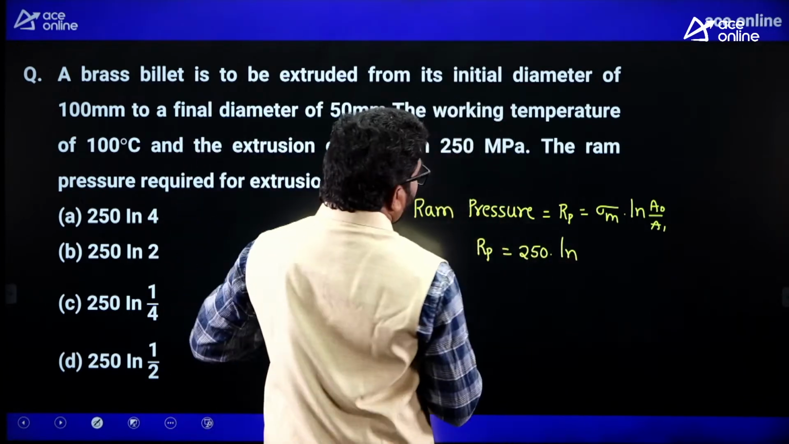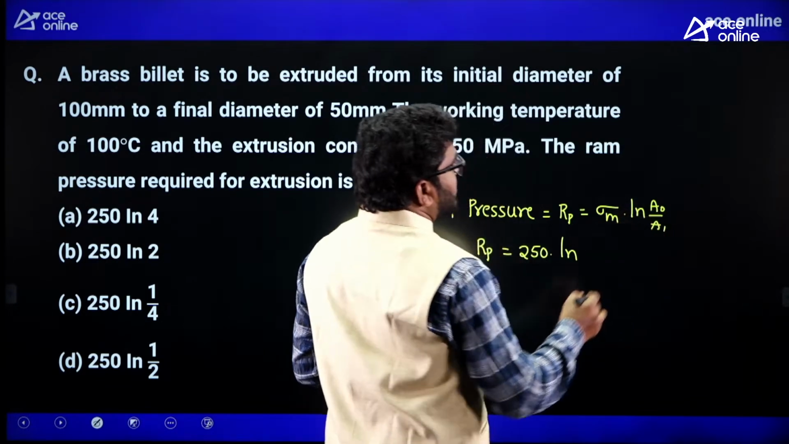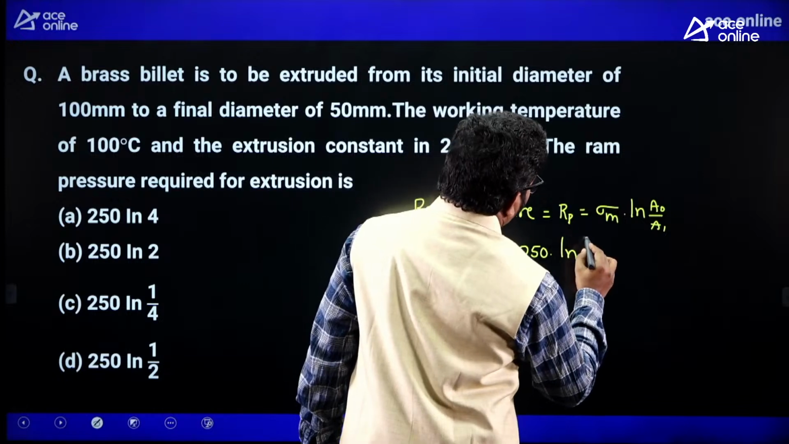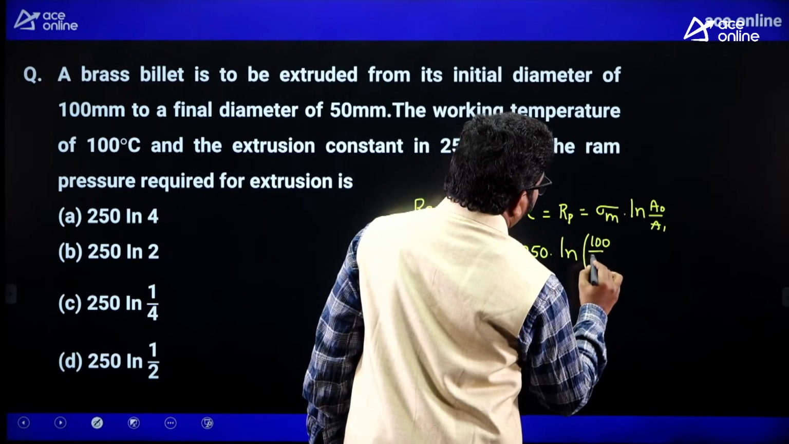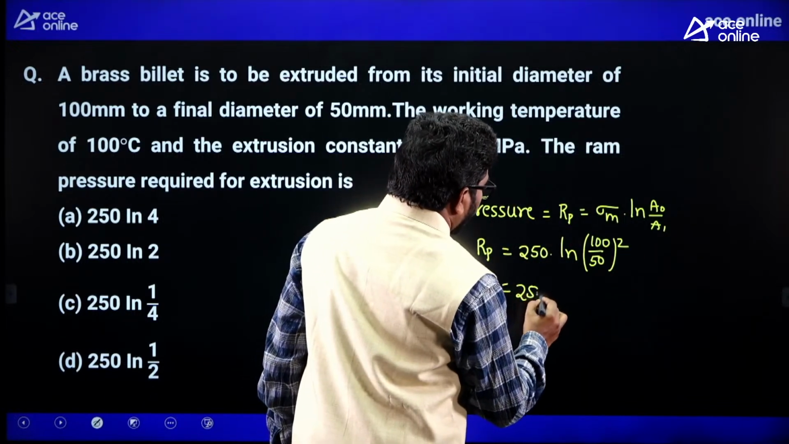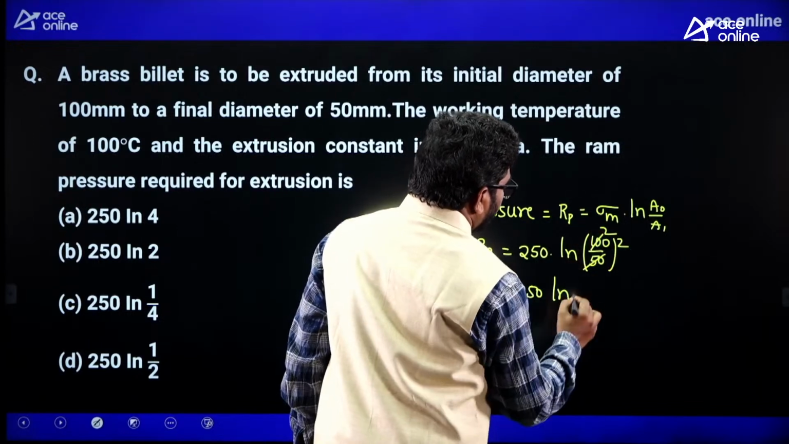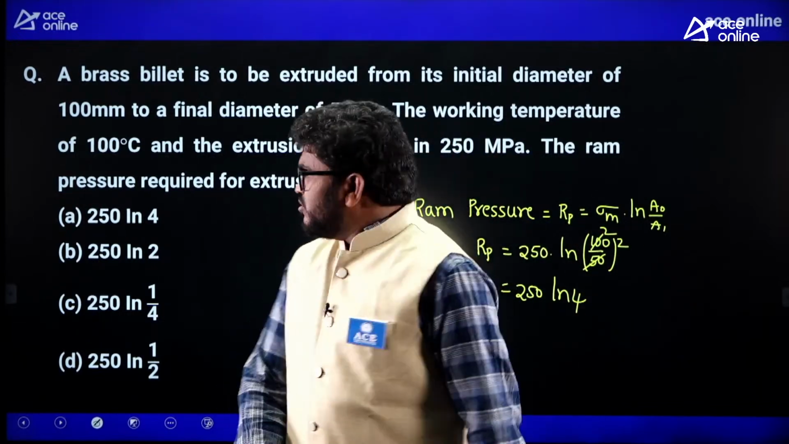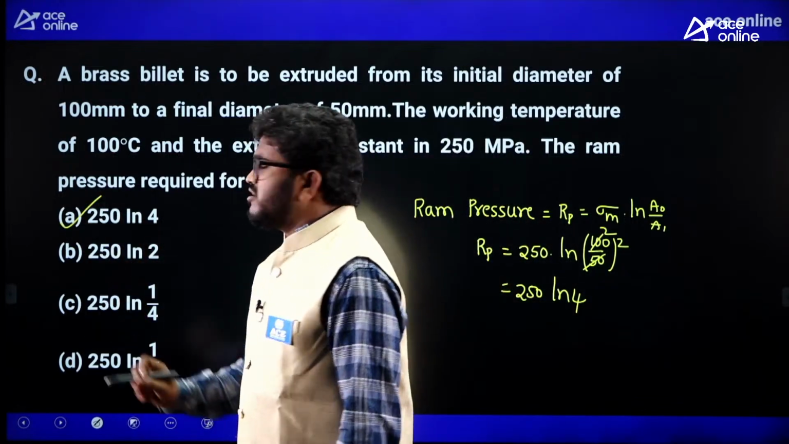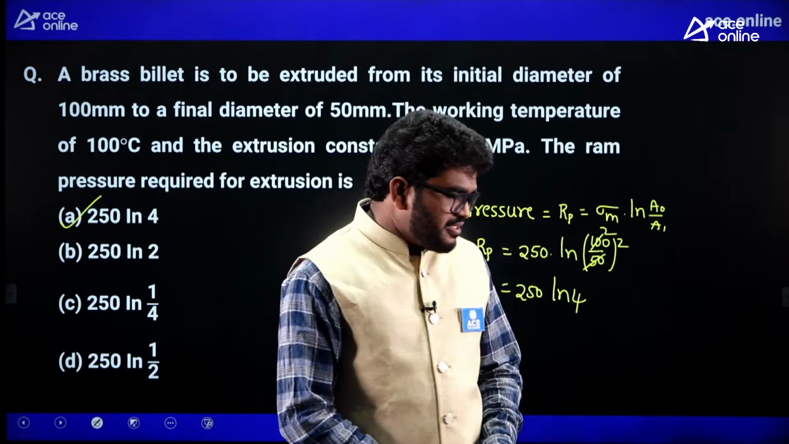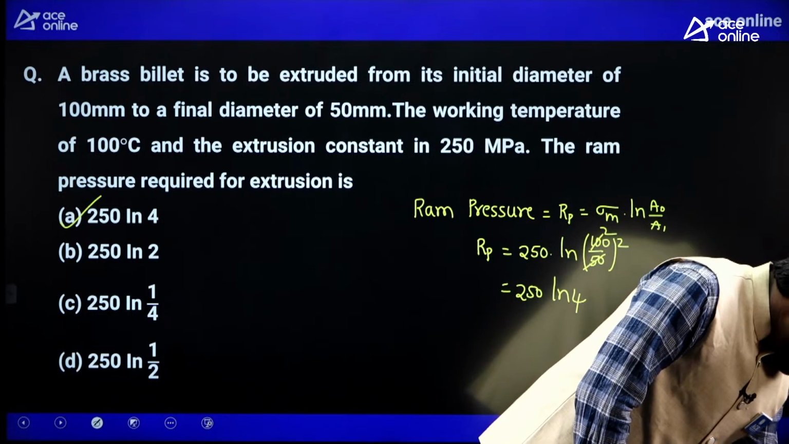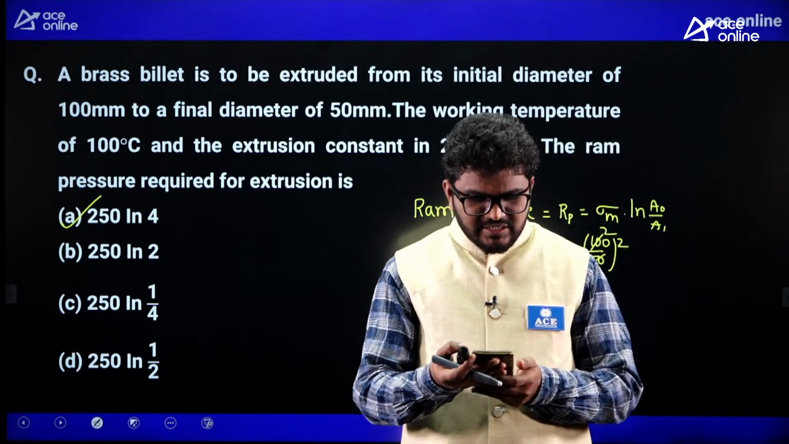A naught by A1 is 100 by 50, in terms of diameter. I can write it as D naught by D1 whole square. So (100 by 50) whole square, I can write 250 ln, this is 2 squared, 4. So if you see the answers, the first option is the correct one. Option A is the correct option. Right? Correct, Vivek? You are not correct. Bharat, correct.